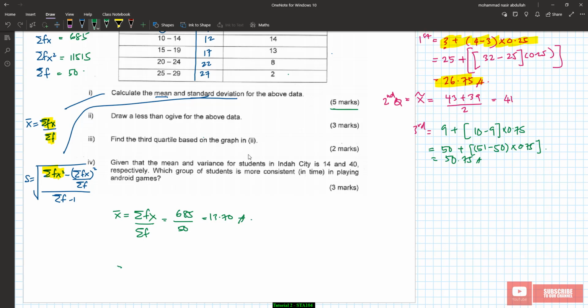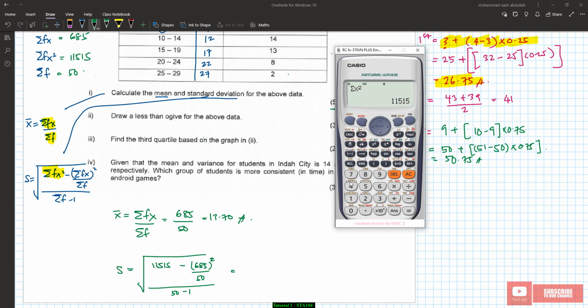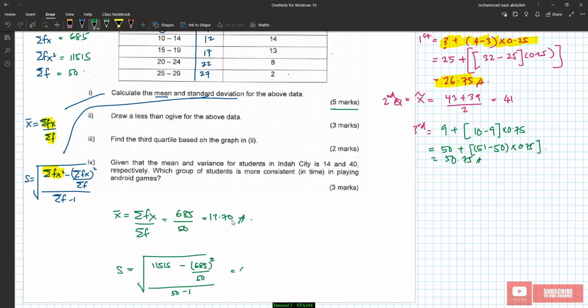right? And then for the second one, as standard deviation, square root of this one should be 11515 minus 685 squared divided by 50, everything divided by 50 minus 1. Right? By using calculator, you tekan 4, you cari SX number 4, so it should be equal to 6.59. So you don't need to calculate, right?